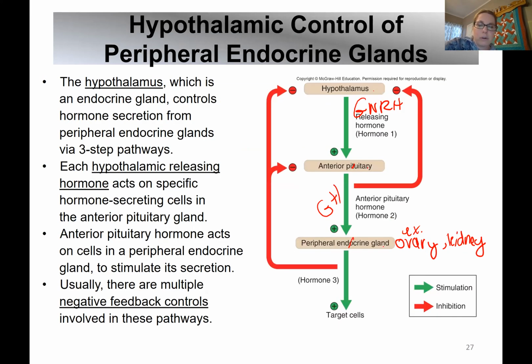Can travel to another gland, and then that gland will produce another hormone that reaches the target cell. Okay, and then this hormone here, or the action of this target cell, will slow down these releases of hormones. Okay, and also the hormone produced by the anterior pituitary can also tell the hypothalamus, hey, slow down, back off. Again, these are negative feedback controls.